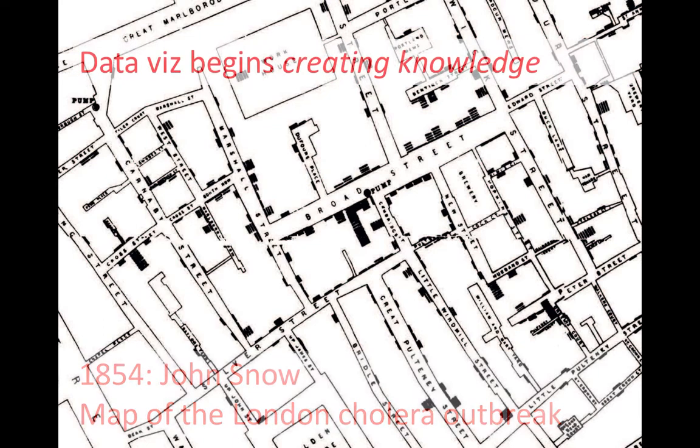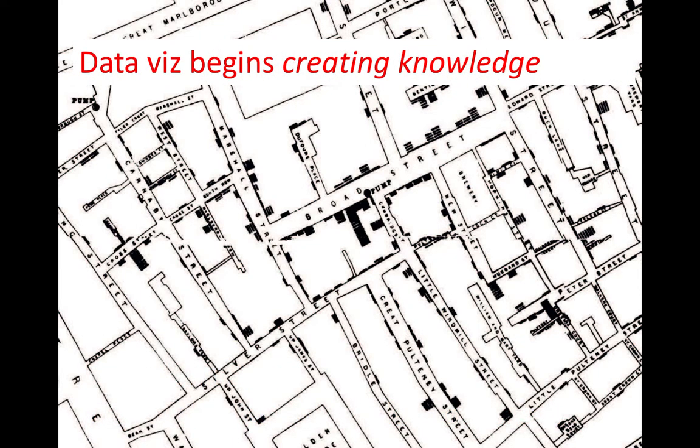This was a key moment in data visualization history because it marked one of the first times that data visualization created knowledge. John Snow didn't see the pattern in his data until he visualized it. This is one of the great things that Data Viz can do. It can teach us about our own data.